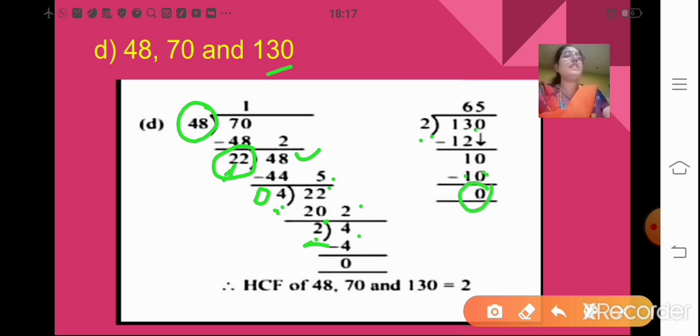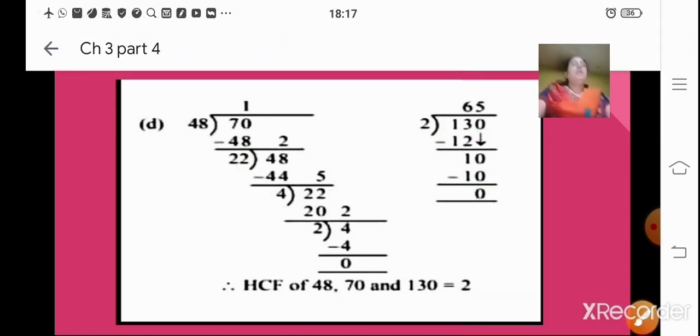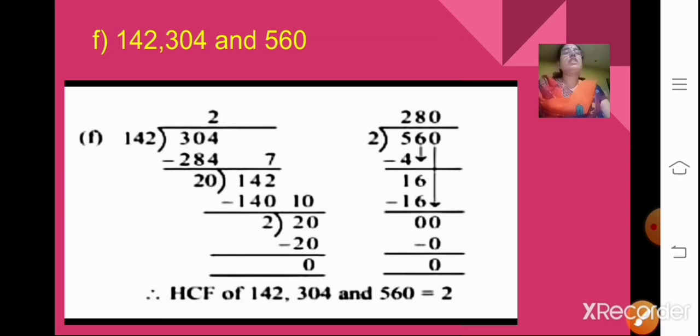Now what is your HCF? What was your last divisor? Your last divisor was the number 2. So your HCF of 48, 70 and 130 is the number 2. Okay. So you will go on dividing it till you get the remainder as 0.